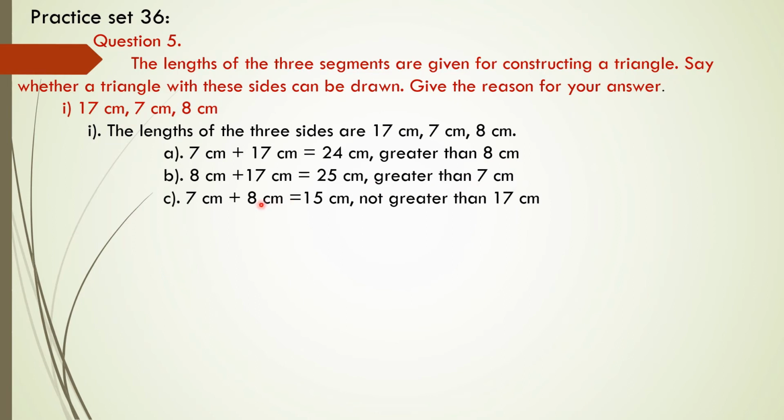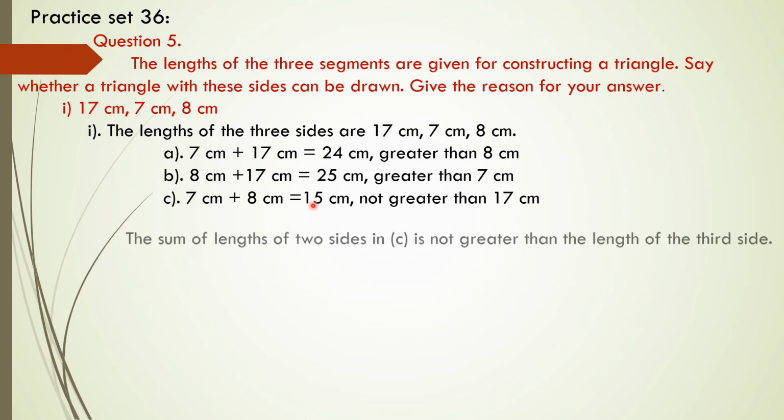And next, I am taking 7 and 8, that is 7 centimeter plus 8 centimeter is equal to 15 centimeter. That is, the sum of the two sides is not greater than the third side. That is, the third side is 17 centimeter.